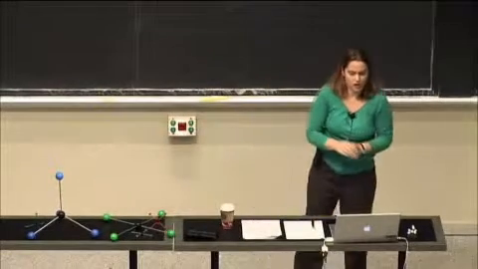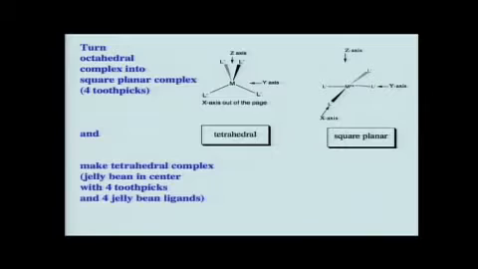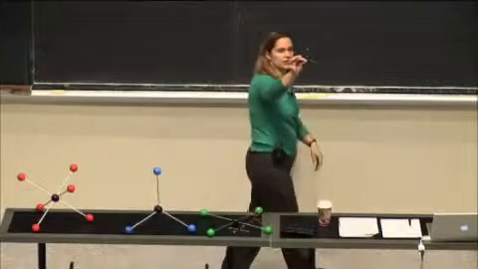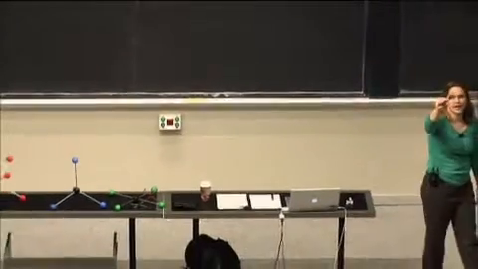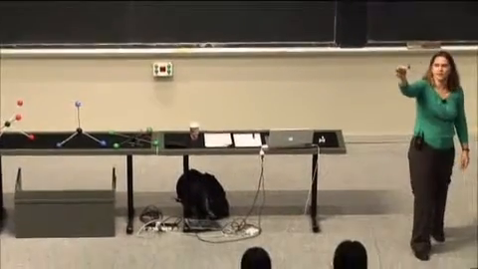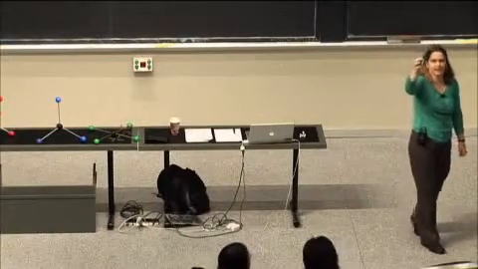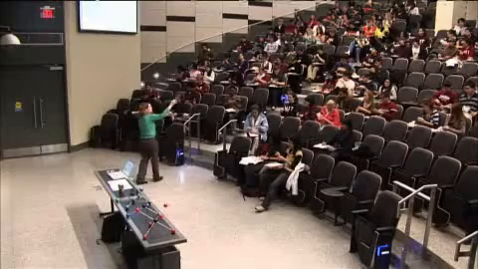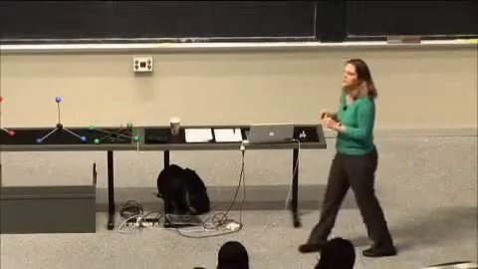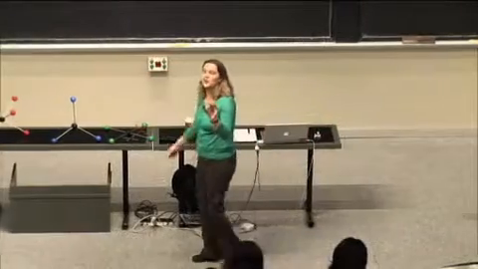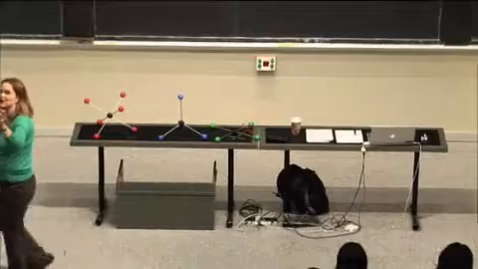And try to make a tetrahedral complex as well. And here's an example of a tetrahedral one. Again, you can take a big jelly bean in the middle, and then the smaller ones on the outside. So what angles am I going for here in the tetrahedral case? 109.5. So you can go ahead and make your tetrahedral complex. And don't worry so much about the 0.5, but we'll see if people can do a good job with the 109.